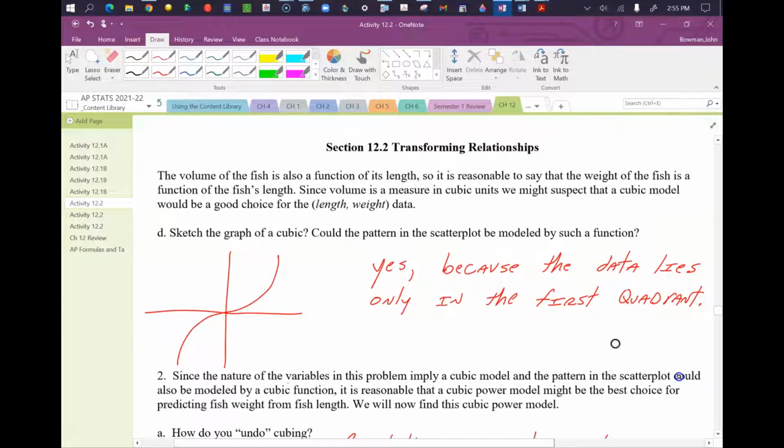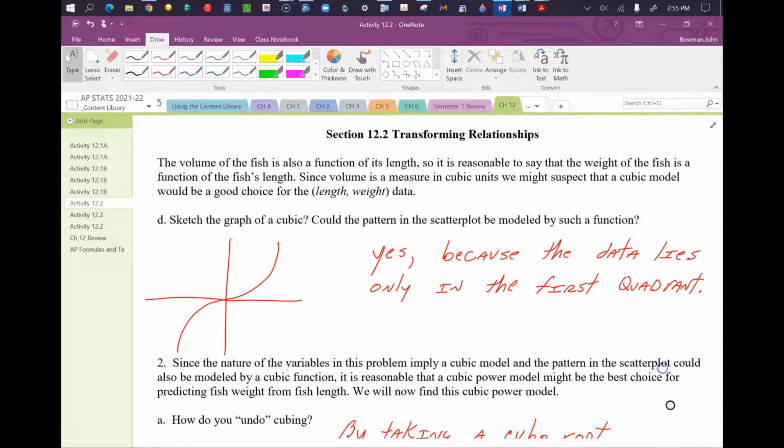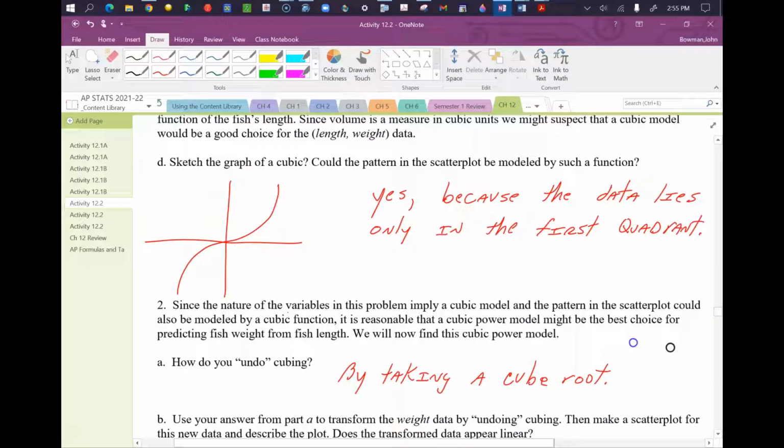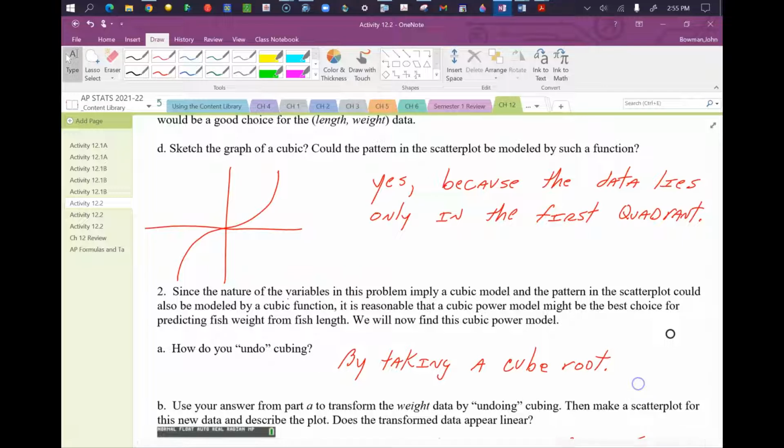And if the data is a cubic relationship, in other words, the weight is related to the cube of the length, if we wanted to straighten that out, we could take the cube root of one of the variables. The question then would become, well, which one should we take the cube root of? And in this case, it makes sense to take the cube root of the weight, because we would think the weight would be some cubic relation of the length.